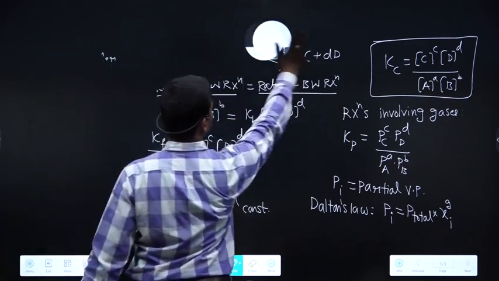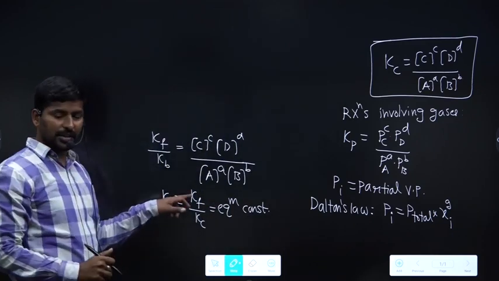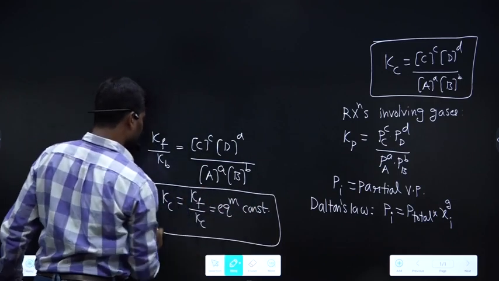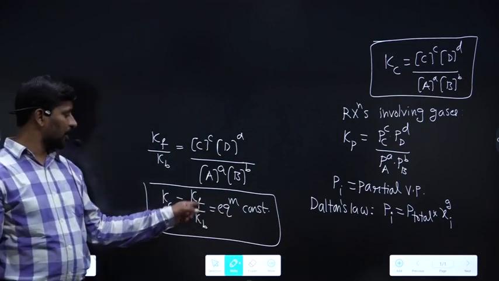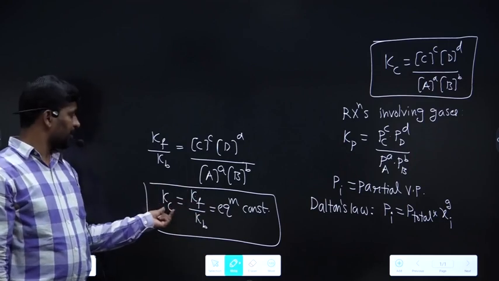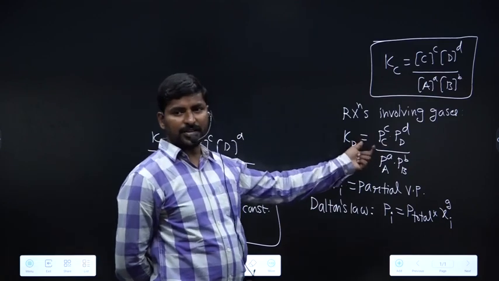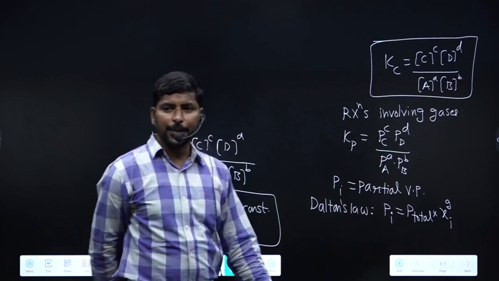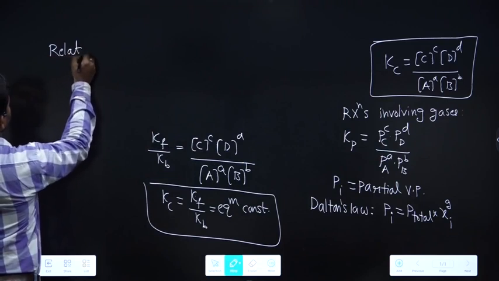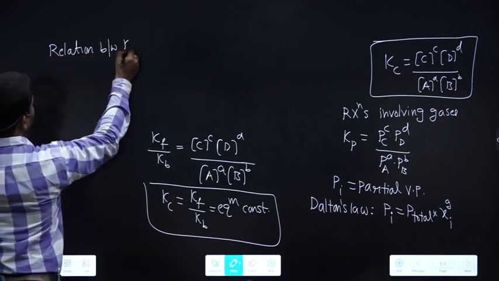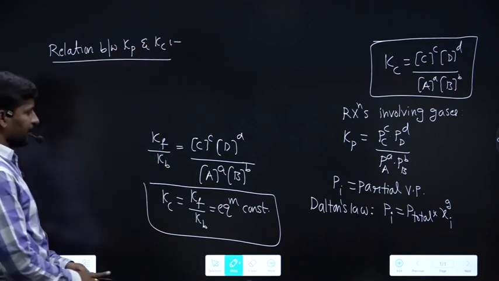So we took a reversible reaction, and from that we derived the expression for the equilibrium constant, which is nothing but the forward rate constant by the backward rate constant, Kf by Kb. That we express with respect to concentrations and with respect to pressures. Generally, for reactions involving gases, we proceed with respect to pressures. Next, we will see the relation between Kp and Kc.